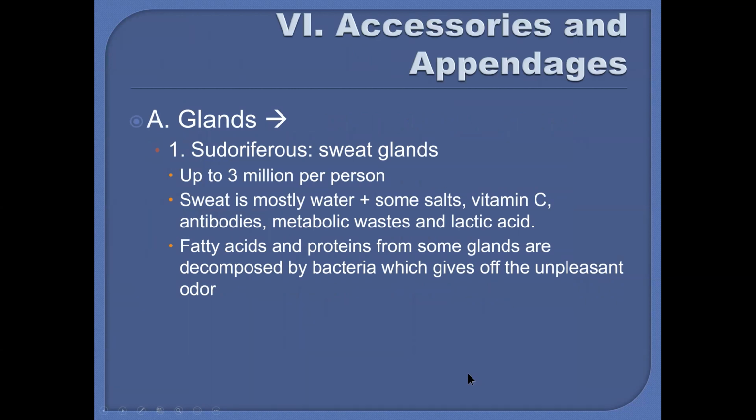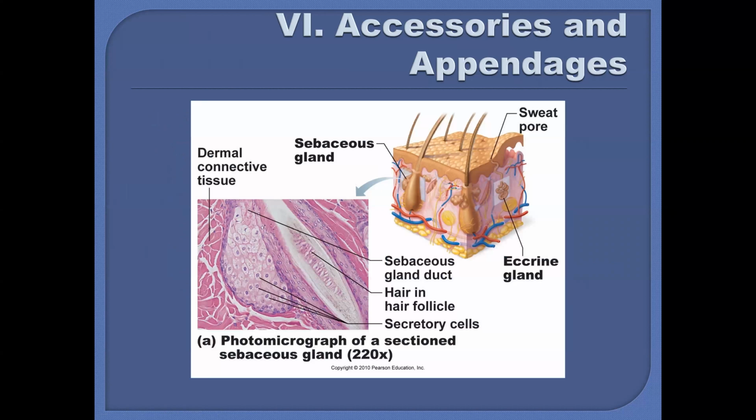We're going to discuss a number of glands. Obviously, you'll have the notes with you. These are our sweat glands. We have a bunch of them, 3 million of them. They secrete a lot of different things: water, salts, vitamin C, antibodies, metabolic waste, and lactic acid. The fatty acids and proteins from some of the glands are decomposed by bacteria and give off an unpleasant odor, as we all are aware, okay?